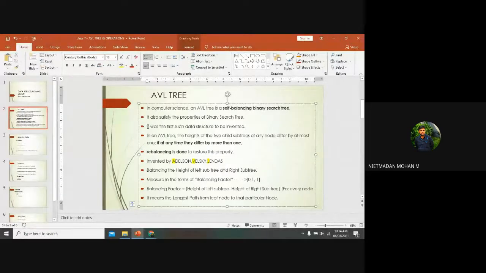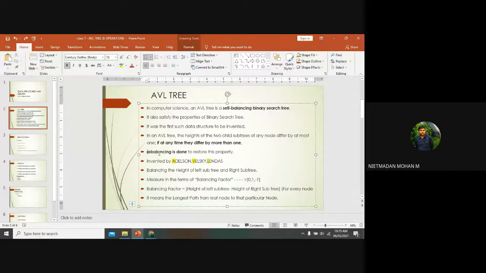It was the first such data structure to be invented, to find out the balanced binary tree. In an AVL tree, the heights of the two subtrees of any node differ by at most one. If at any time they differ by more than one, the AVL property is not satisfied, and then we go for an alteration of that particular tree. If the balancing factor is more than one, we go to the alteration method and alter the binary tree, satisfying the binary search tree properties as well as fixing the part that was not satisfied. So rebalancing is done to restore this property. That is known as rebalancing.